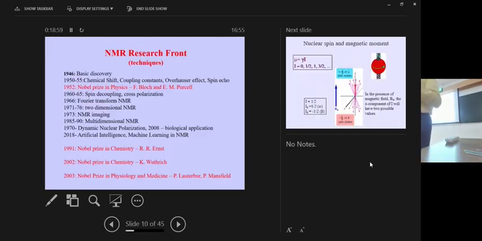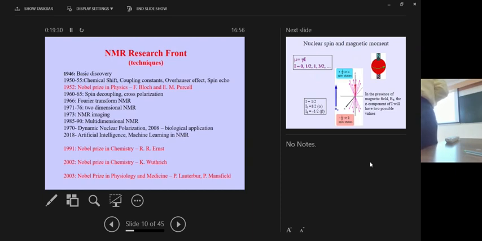The NMR research front. The NMR technique was discovered in 1946 as a basic discovery in the solution state, in the aqueous phase. Before that, it was also done in the gas phase by Rabi, in 1944. He won the Nobel Prize for it. Before that, the magnetic moment of the nucleus was discovered. That also got the Nobel Prize. And then the 1946 basic discovery in the solution phase was done by Purcell and Bloch, and they got the Nobel Prize for it in 1952.